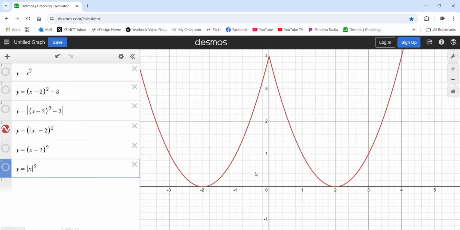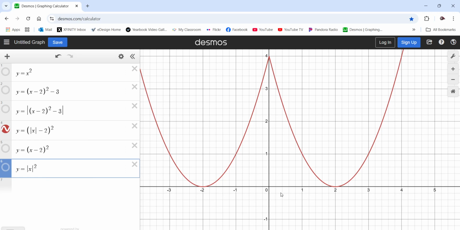Negative 1, 1. What if I put a 2 in for this? Absolute value of 2. 2 minus 2 is 0, squared is 0. All right, put in a 3. 3 minus 2 is 1, squared is 1. Now you're starting to see it take shape.